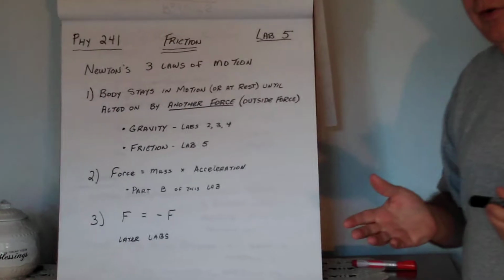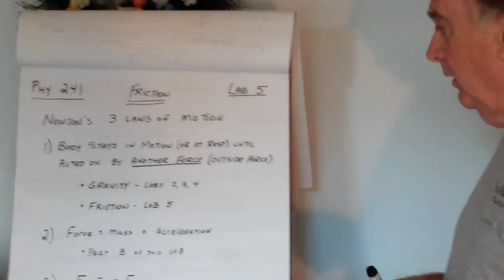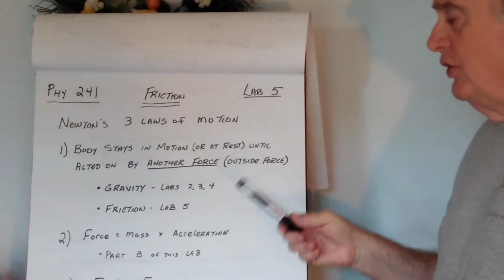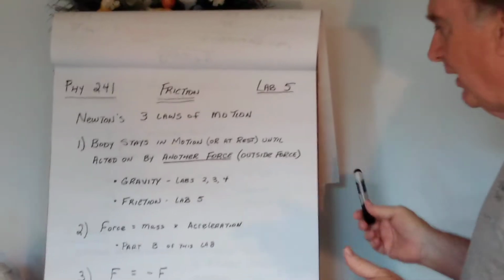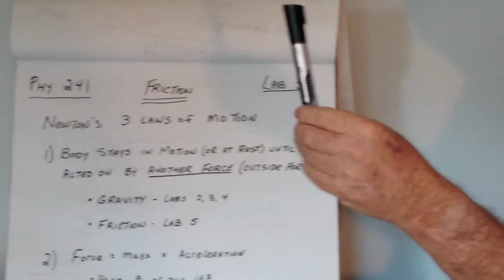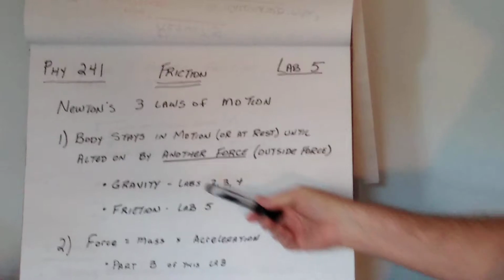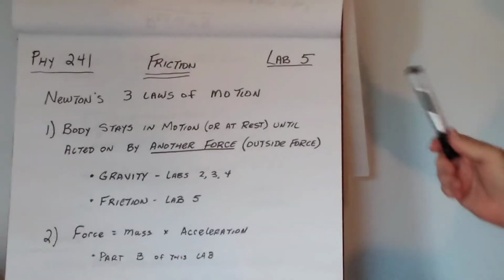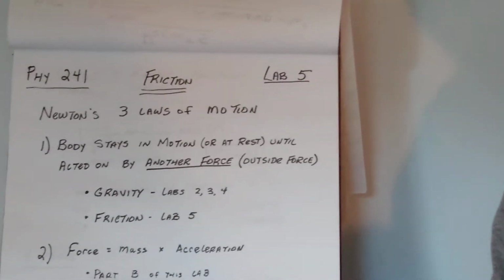As a little bit of background, as you all know, Newton has 3 laws of motion. The first law is that a body in motion stays in motion until it's acted on by another force. A body at rest stays at rest until it's acted on by another force. In earlier labs, we met one of those forces, gravity. This pen will stay at rest until it's acted on by gravity, in which case it'll fall. We covered that in labs 2, 3, and 4. But another outside force that acts on objects is friction. And we'll talk about that today.